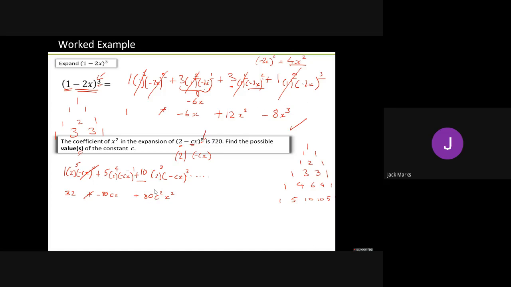Now, I haven't used the 720 yet. It said the coefficient of x squared. The coefficient, because c is a constant, means all of this part here. And it says that this is equal to 720. So in other words, 80c squared is equal to 720. C squared, possible values. This is making a bit more sense now because it's a bit like solving a quadratic. We're going to get 2 answers. Divide by 80 on both sides, we'll get 9. So c equals plus or minus 3.